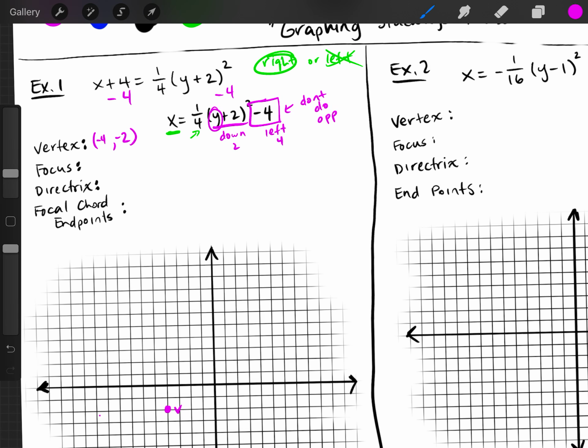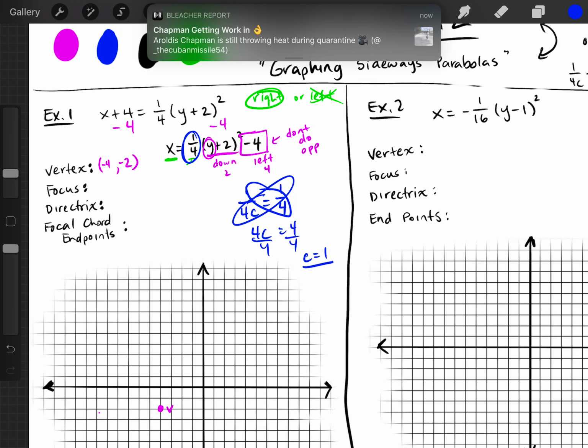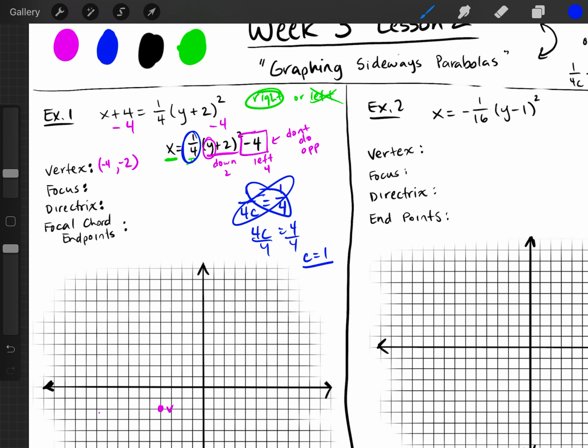Now we've already decided it's opening to the right, so we have an idea of where to go here. But just like we did for our up and down parabolas, for our sideways parabolas, we're going to set up our 1 over 4c equals that fraction that's out in front, which is 1 over 4. You can cross multiply. 4c times 1 is 4c. 1 times 4 is 4. And we end up getting that c is equal to 1. Sorry about that. But c equals 1 is telling us how far we go from the vertex to the focus. That's our distance right there.